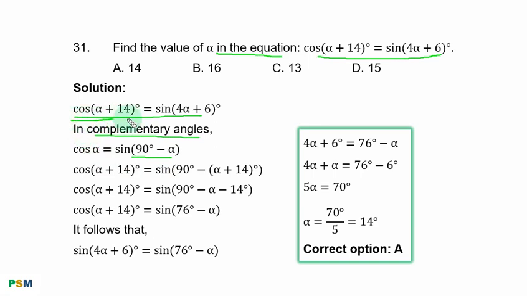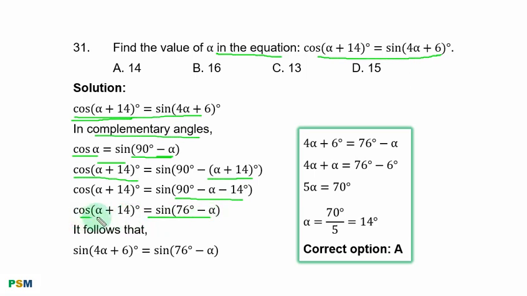Let's take this part and compare it with this part. It simply means that alpha is equal to alpha plus 14. When you come here, you replace alpha with alpha plus 14 degrees in this form. You open the bracket with the minus sign, you have this result. After subtraction of 90 degrees and 14 degrees, you have this result.